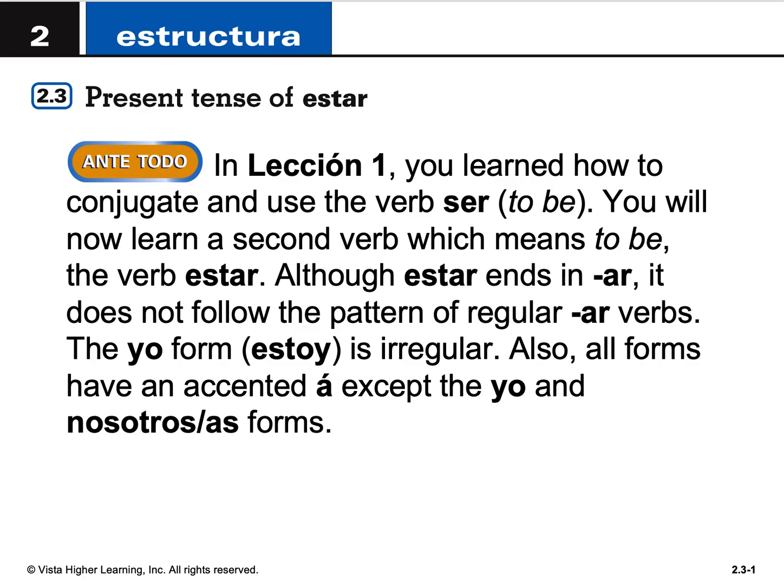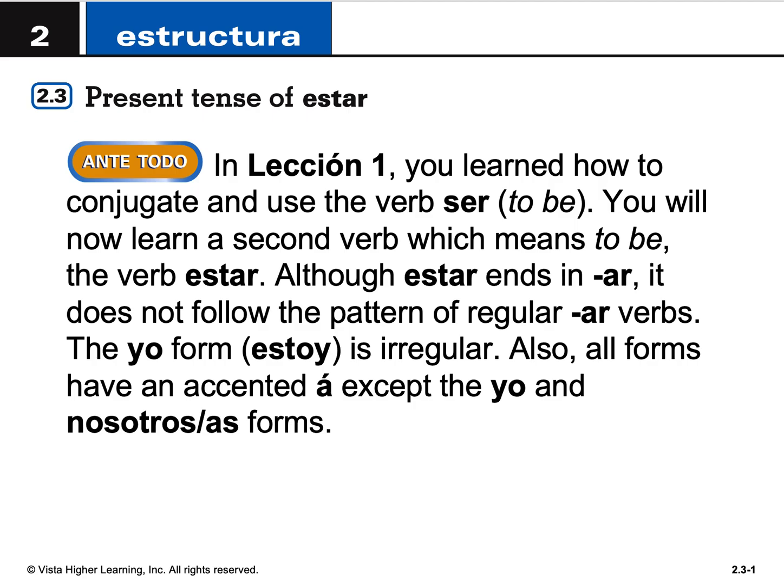We're going to take a look at the grammar for Lección 2, the second half of the grammar. In the first section, we talked about conjugating the verb ser, and we talked about how that verb was irregular. So now we're going to learn a second verb, estar, which has a similar meaning of to be when translated to English, but it also does not follow the pattern of AR verbs. We're also going to begin to explore when to use each one because they are not perfect synonyms.